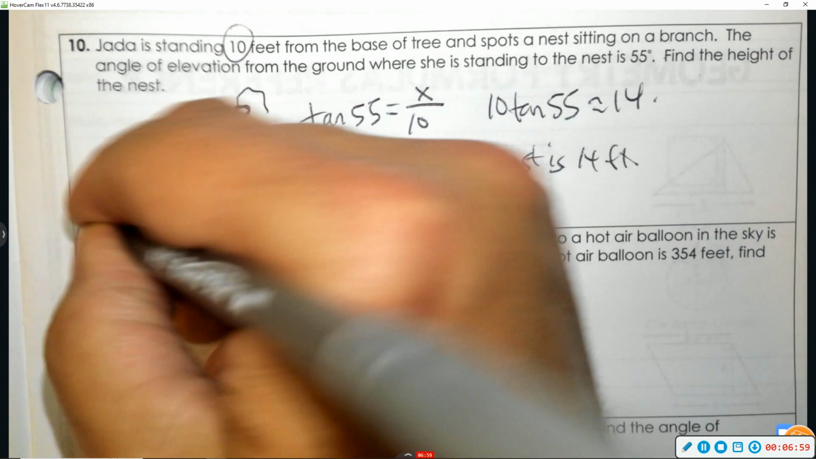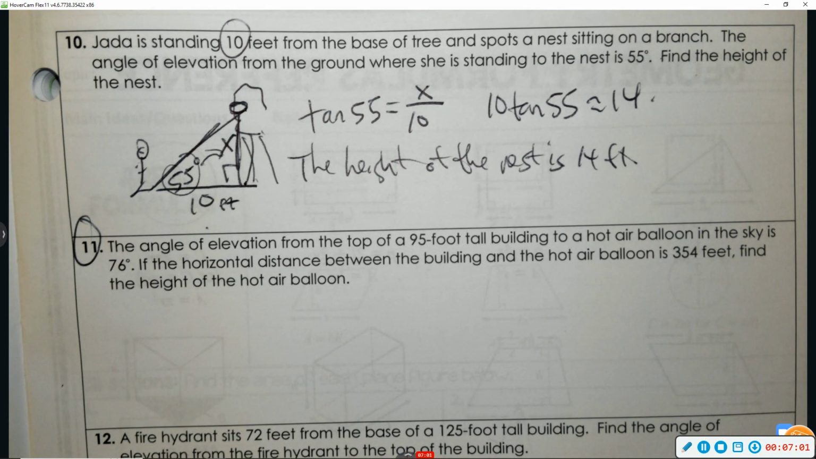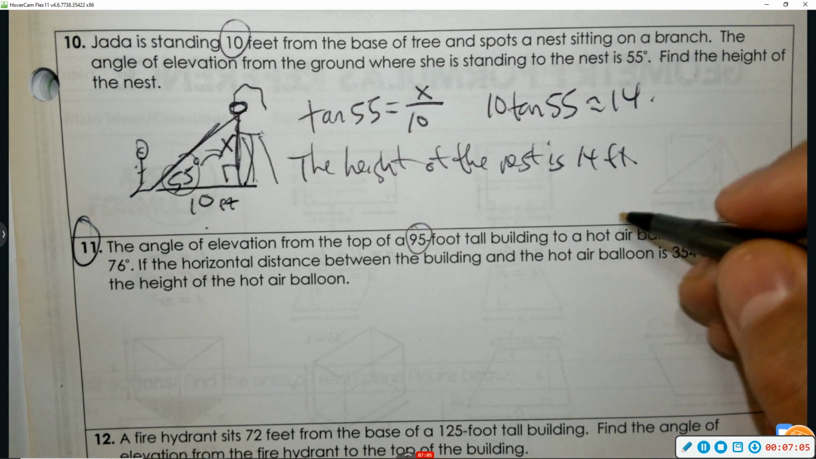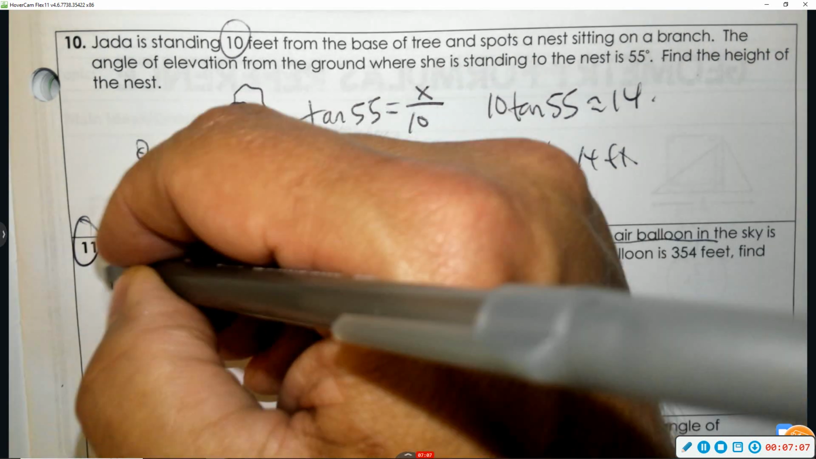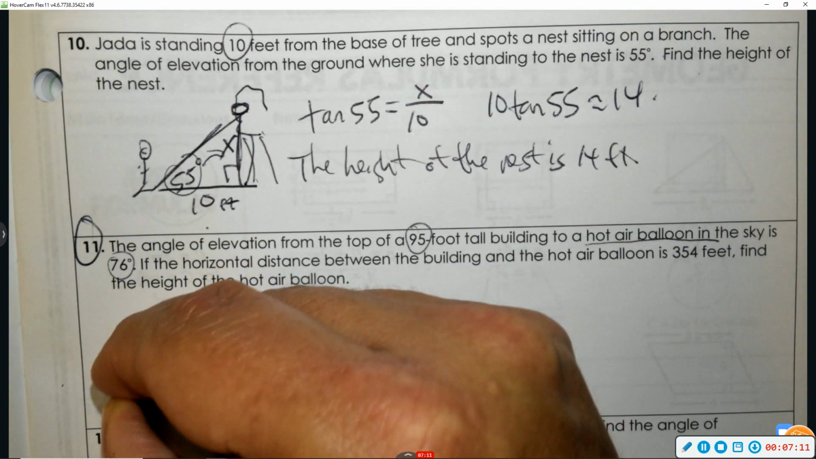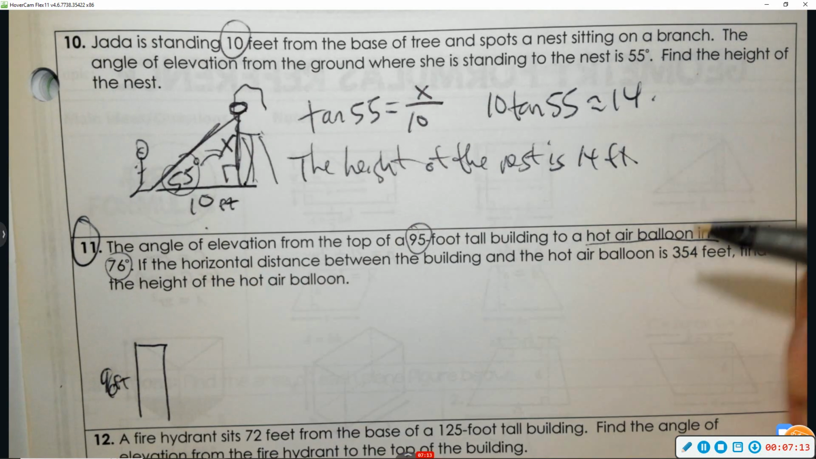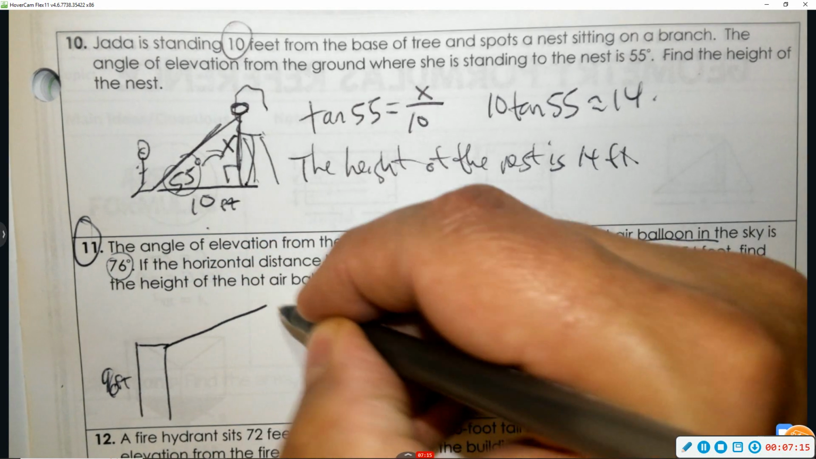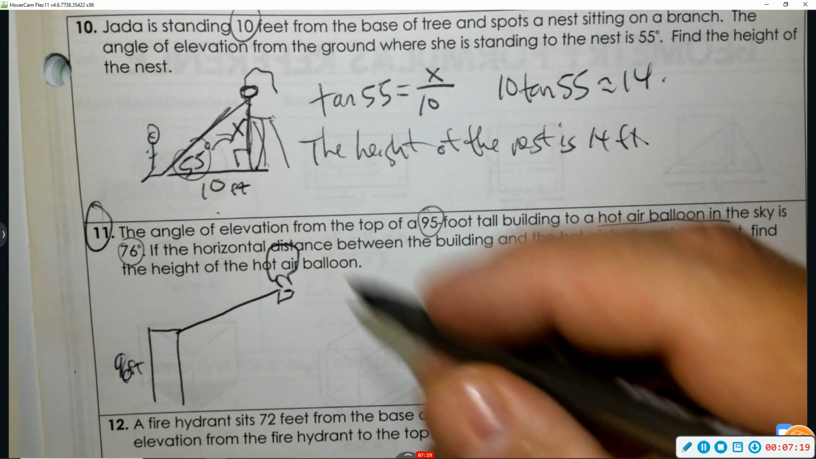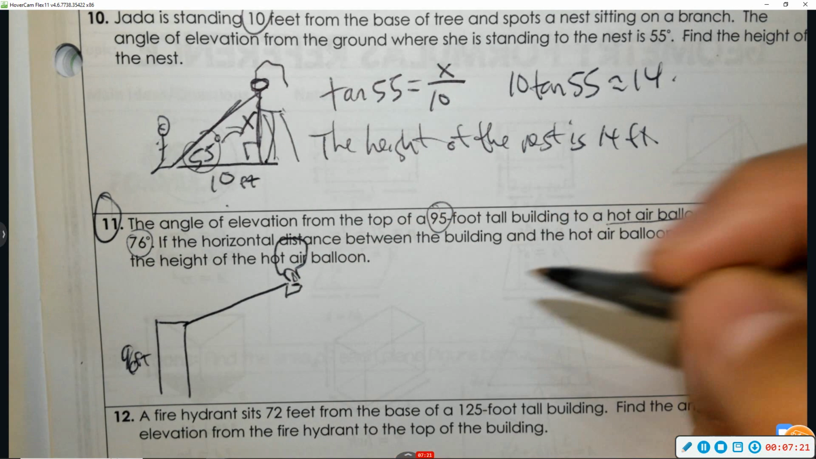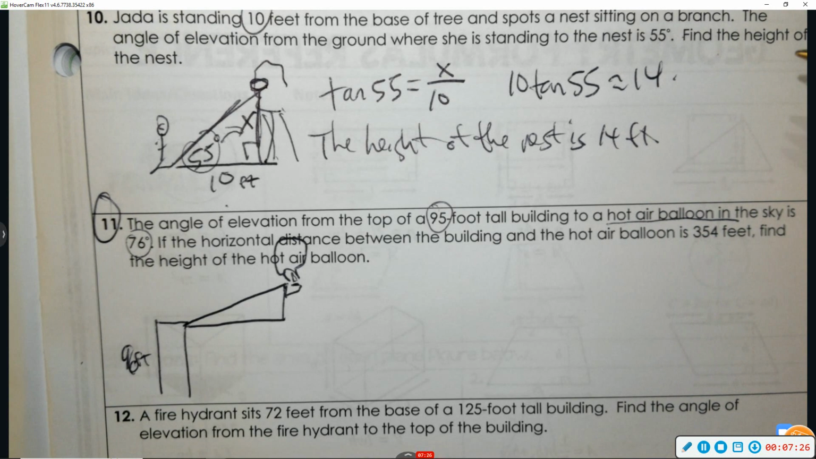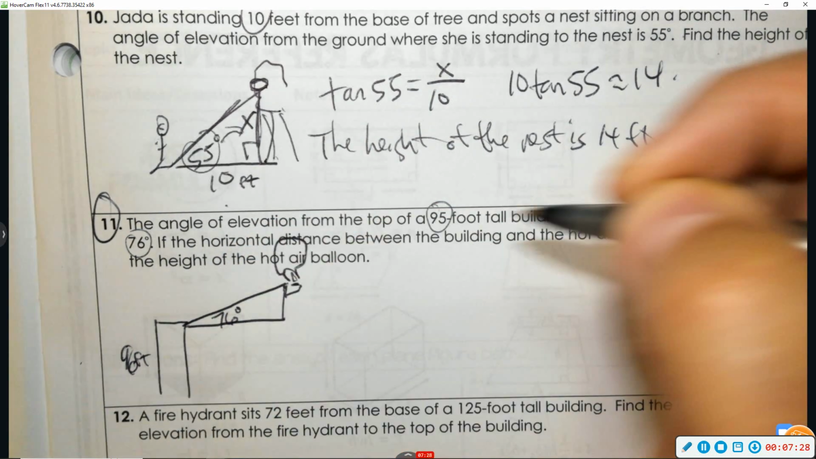All right, number 11. The angle of elevation from the top of a 95-foot building to a hot air balloon in the sky is 76 degrees. So we have a building. This building is 95 feet. And then the angle of elevation up to a hot air balloon. And there's my right triangle. The angle up to it is 76 degrees.